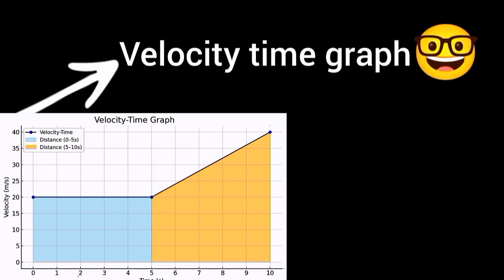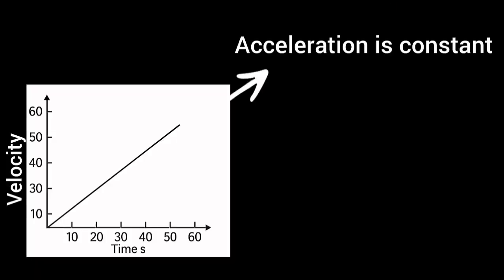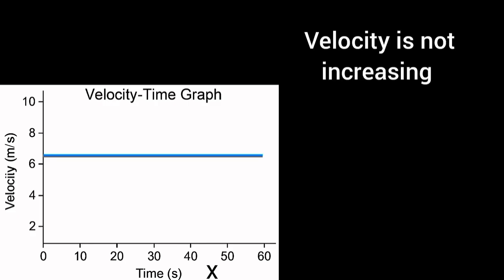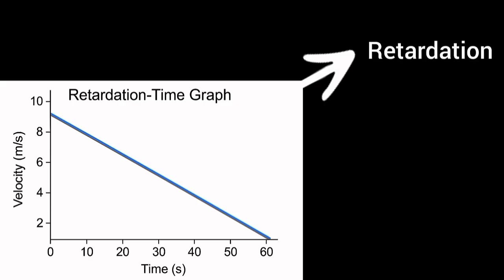This is velocity-time graph. Its x-axis represents time, and y-axis represents the velocity. And this slope is the acceleration. Straight, diagonal slope means the acceleration is constant, hence, uniform acceleration. Slope parallel to the x-axis means the velocity is not increasing, means zero acceleration, and slope going downwards means retardation.